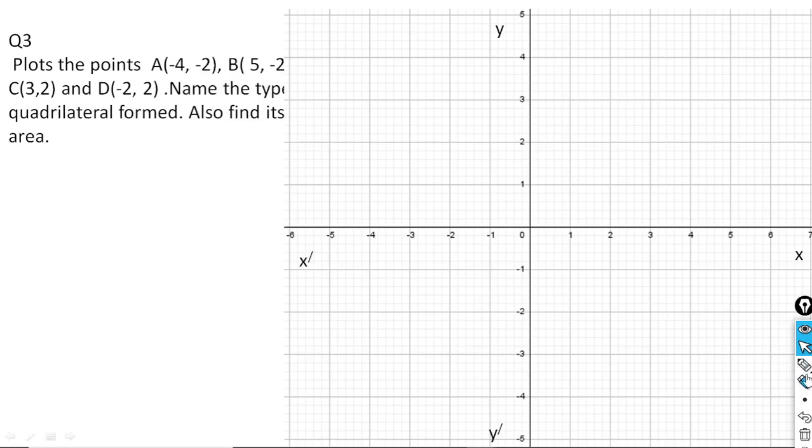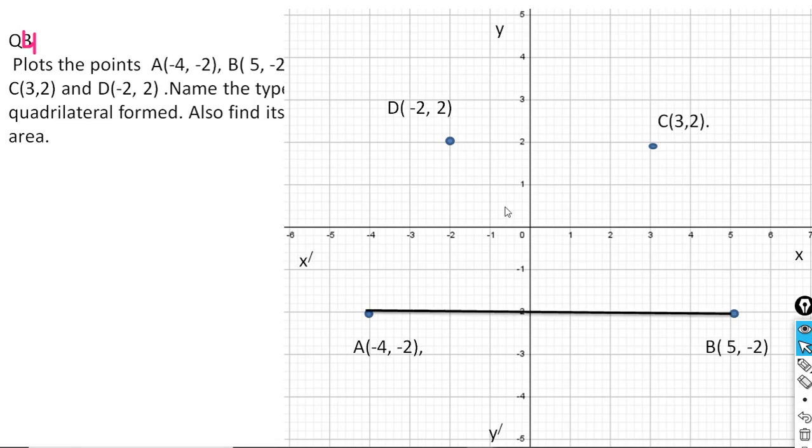Let us discuss another problem. In this problem, we have to plot points A, B, C and D, name the type of quadrilateral formed by joining them, and then find the area. Let us plot these points. Point A, (-4, -2) in the third quadrant, B (5, -2) in the fourth quadrant, C (3, 2), x is 3, y is 2, and D (-2, 2). We'll join them in order.